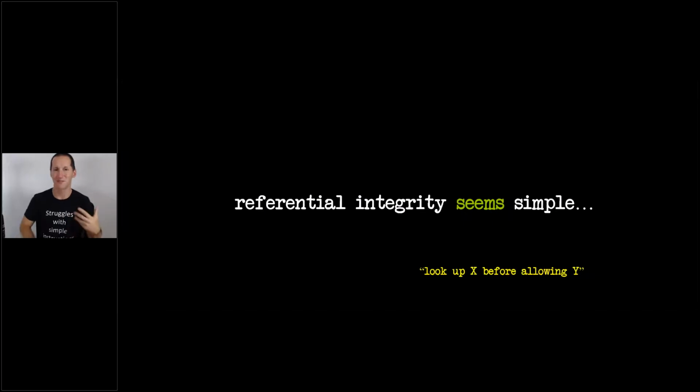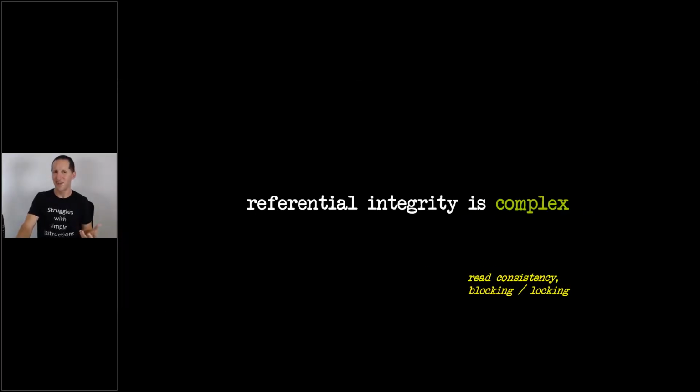And that's the problem. Referential integrity actually seems a really simple thing to do. In terms of verbalizing it to someone, you simply say, before you do X, look up Y. Simple as that. It's actually really complicated. It's a hard thing to get right. There's read consistency issues. You need to work out the right style of blocking and locking to make sure that those data corruptions don't actually occur.